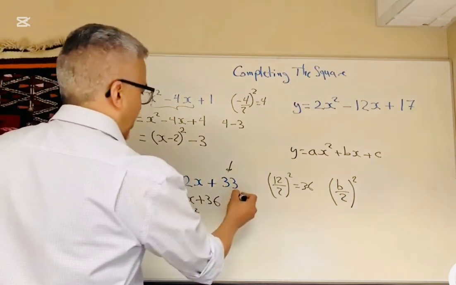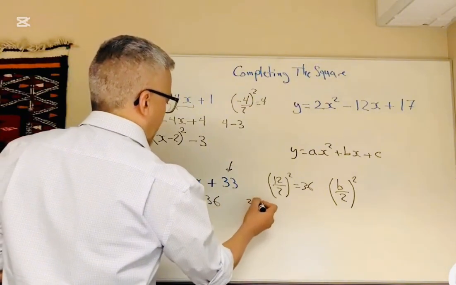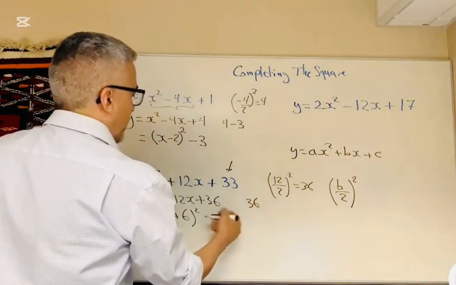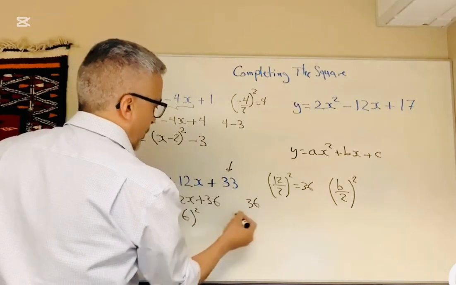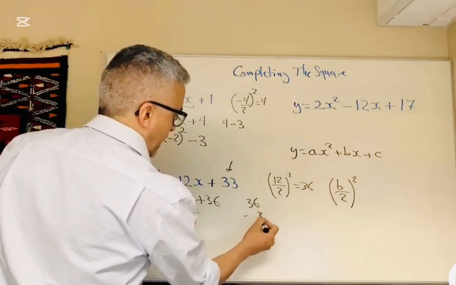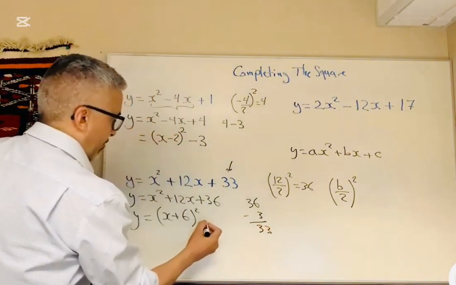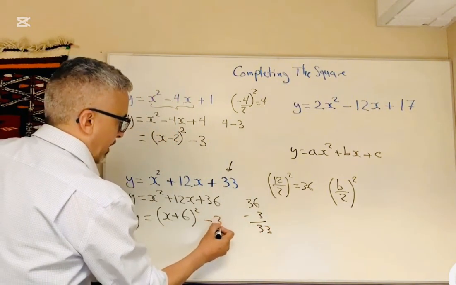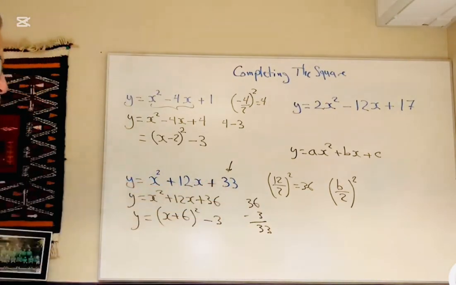Now, we're supposed to have 33 here, and now we have 36. So what do I need to do to make up for that? Take away 3 from the 36, and it will give you 33. That's why you have to write -3 here, and that will make up for the difference between here and there.